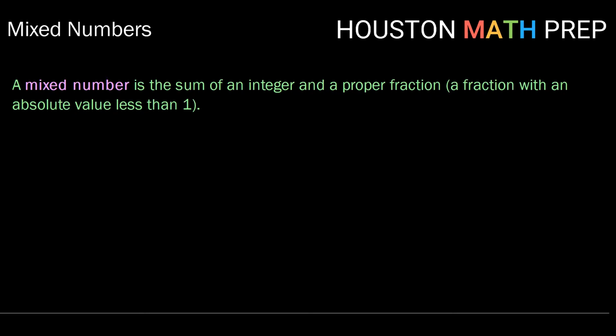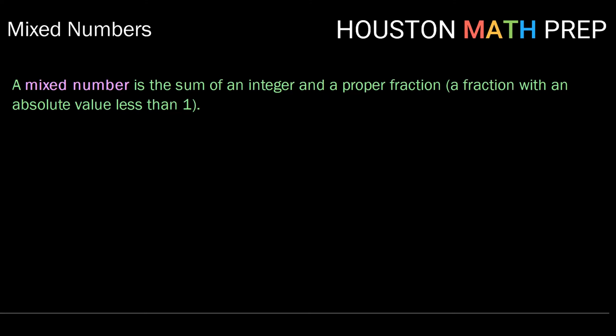In this video, we're going to look at another way of expressing rational numbers, which are called mixed numbers. A mixed number is the sum of an integer and a proper fraction. Remember that a proper fraction is a fraction with an absolute value that is less than 1. Remember that occurs when the absolute value of the numerator is less than the absolute value of the denominator.